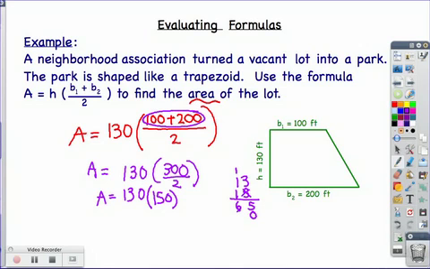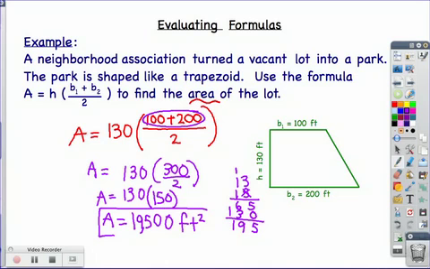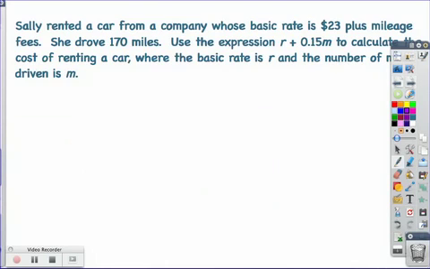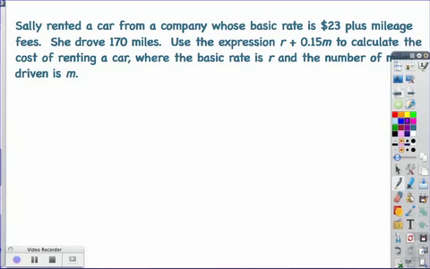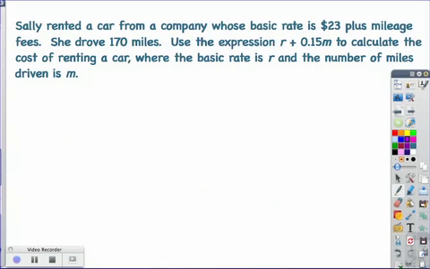One more word problem. Sally rented a car from a company whose basic rate is $23 plus mileage fees. She drove 170 miles. Use the expression R plus 0.15m to calculate the cost of renting a car where the basic rate is R and the number of miles driven is m. So I'm using this algebraic expression to figure out the cost of renting the car.